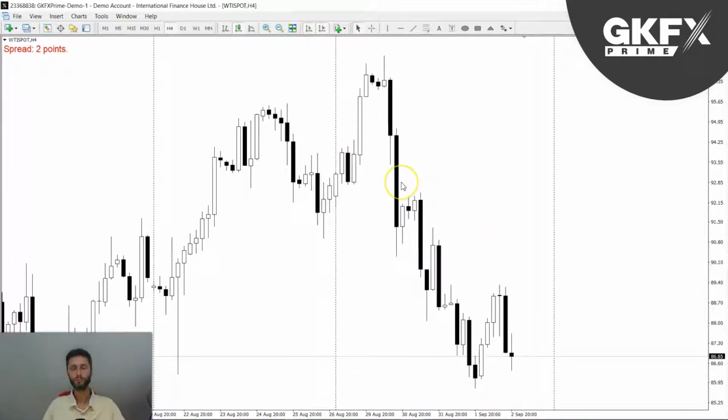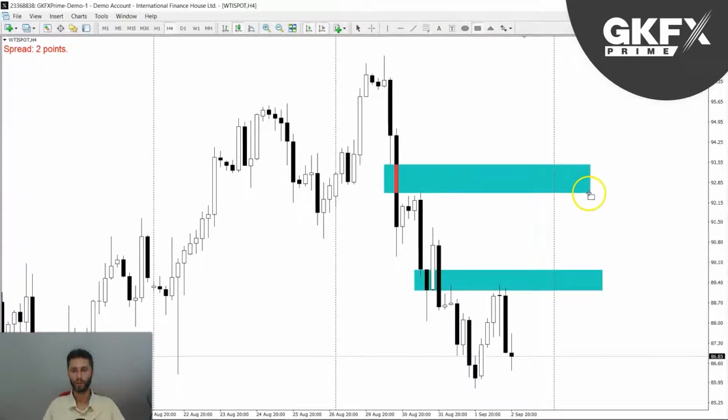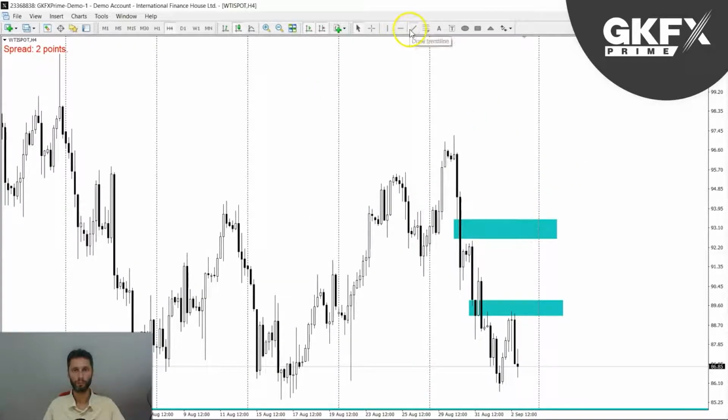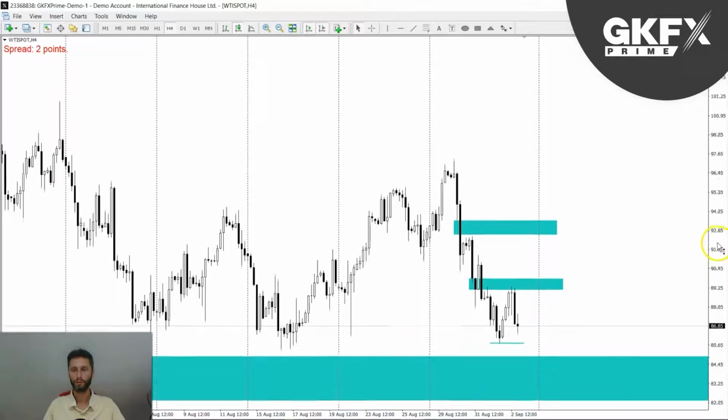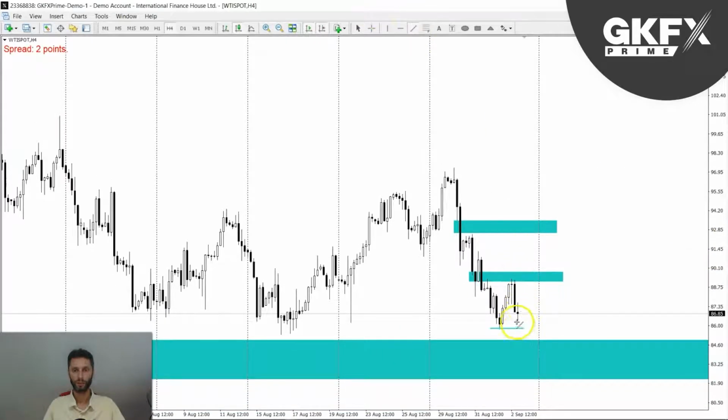So the question is now, where would a possible entry be? Well, it's tricky to say here. We have this area right here. We also have a more ambitious one up here, a bit higher up. And if we get a break of this previous low, then it'll be interesting to sell on a pullback.